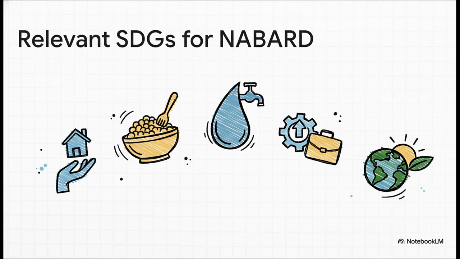Of course, no poverty and zero hunger have always been its bread and butter. But now, you see climate action right there. It's becoming just as important for the future of rural India.